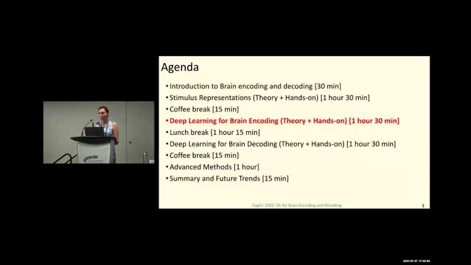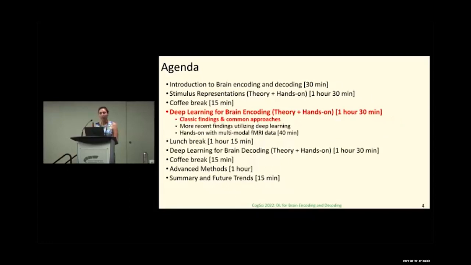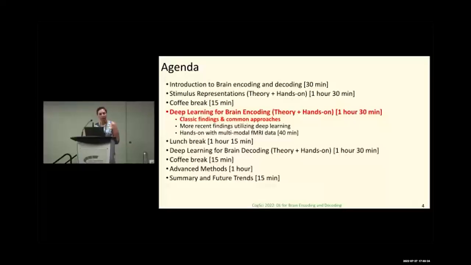So in this part of the tutorial, I'll be discussing brain encoding, so deep learning for brain encoding. And specifically, we'll talk about three different parts. First, I'll go over some classic findings with encoding models that used stimulus representations that were not from deep learning. These stimulus representations try to encode some kind of hypothesis for what the relevant stimulus properties are that should affect the brain activity.